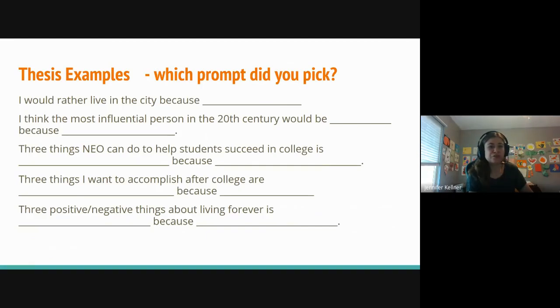Yeah, so make sure that thesis is very clear. You can start your paper, your introduction, and your conclusion both with the thesis. That's acceptable. That's fine. That way you know it's there, and then just add a sentence or two afterward explaining a little bit more.